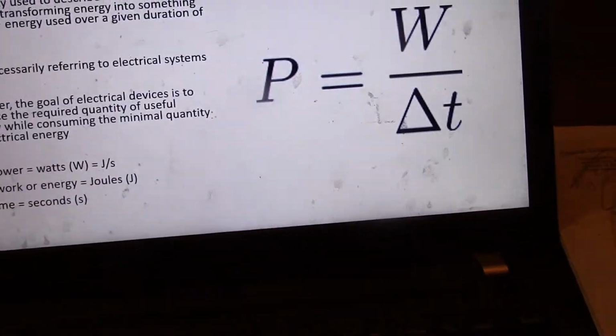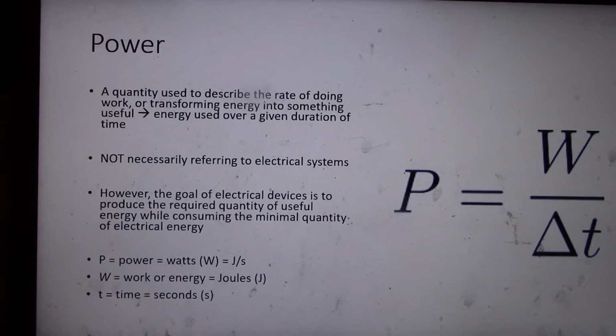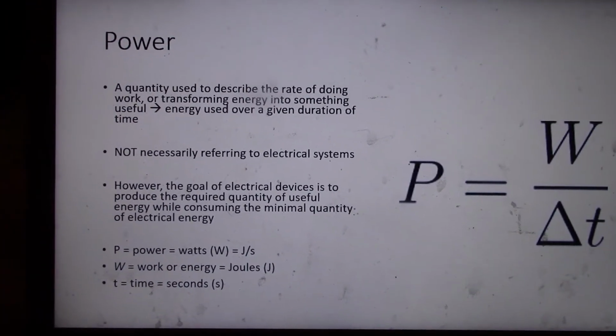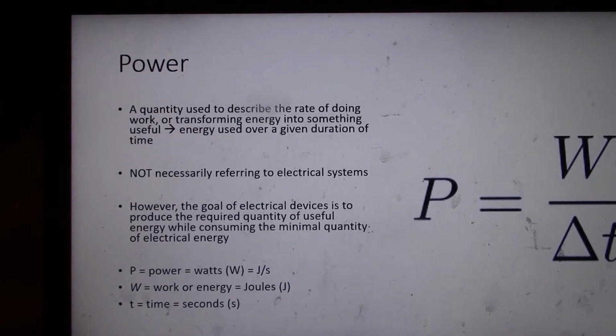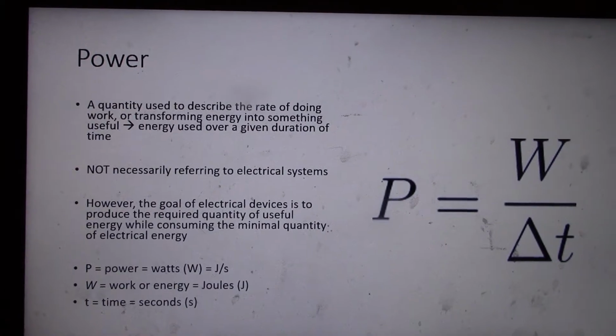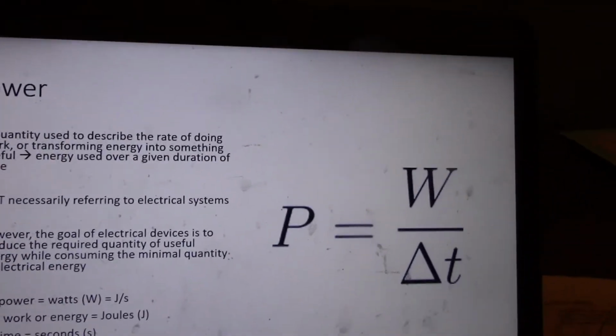Okay, so looking at transmitting electricity, we look at the movement of electricity in a unit of power. So how many units of energy per second we can move. So power is a quantity used to describe the rate of doing work or transforming energy into something useful. So energy used over a given duration of time is what power is.